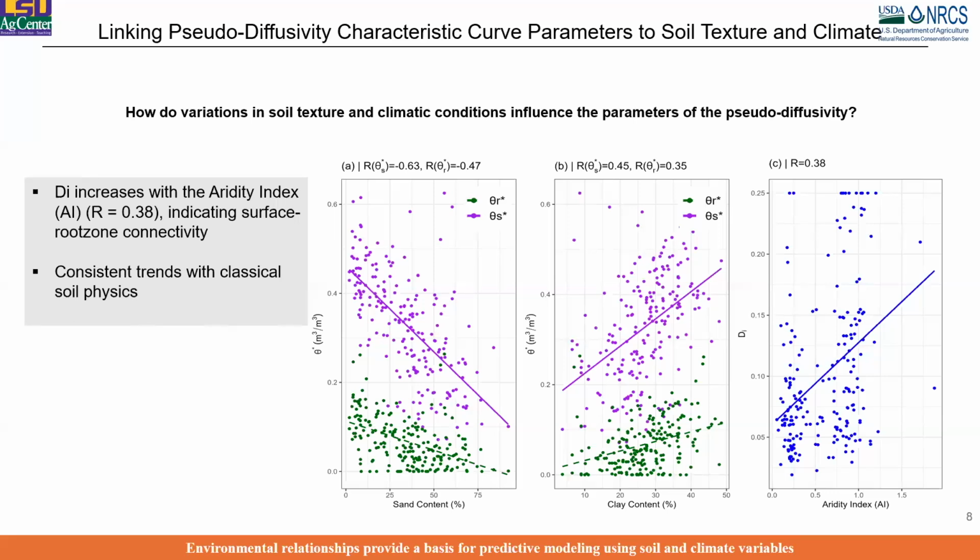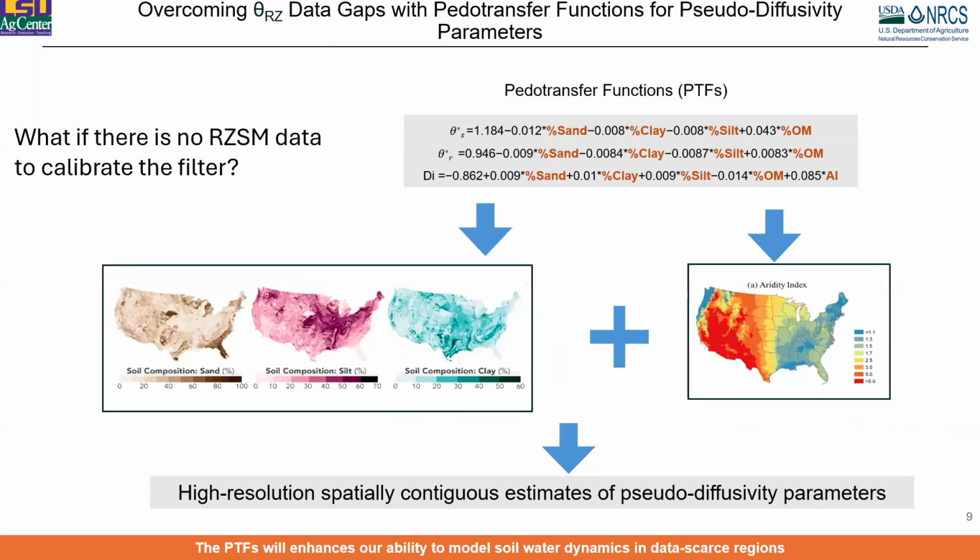Therefore, with this in mind, we move to our third objective. Because we see that an environmental relationship exists between our three-parameter model and soil texture and climate variables, we develop pedotransfer functions. A pedotransfer function uses the available data to predict what you don't have. We used a simple linear model to develop these pedotransfer functions, and this will be able to fill gaps where we don't have root zone soil moisture to calibrate the model.